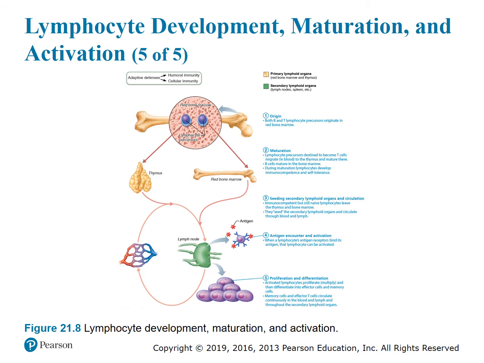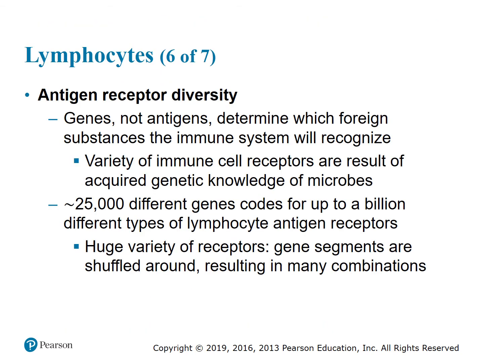Antigen receptor diversity. So genes, not antigens, determine which foreign substances the immune system will recognize. A variety of immune cell receptors are the result of acquired genetic knowledge of microbes. There's over 25,000 different genes that code for up to 1 billion different types of lymphocyte antigen receptors. There's a huge variety of receptors. The gene segments are shuffled around, resulting in many combinations.